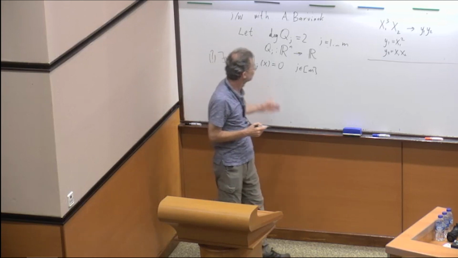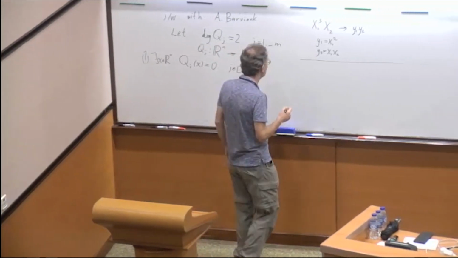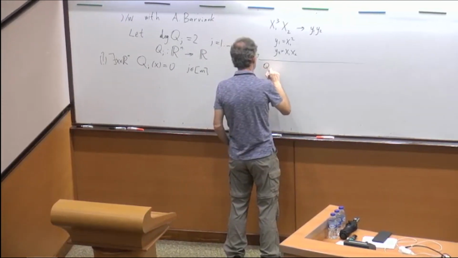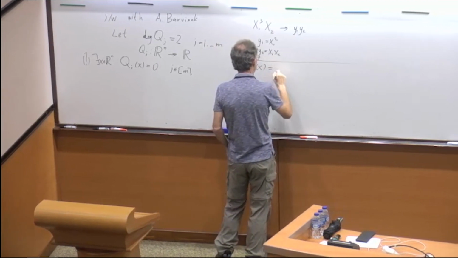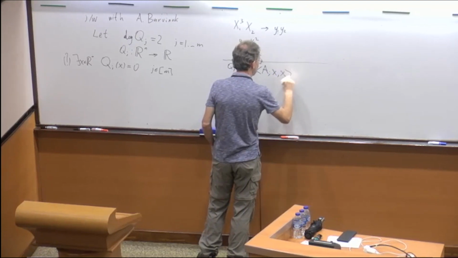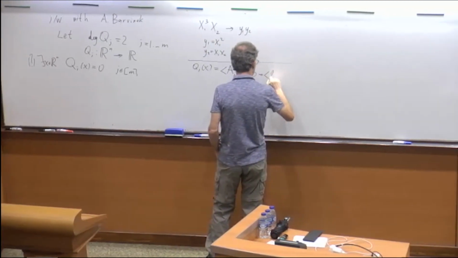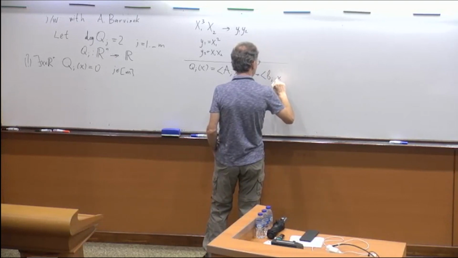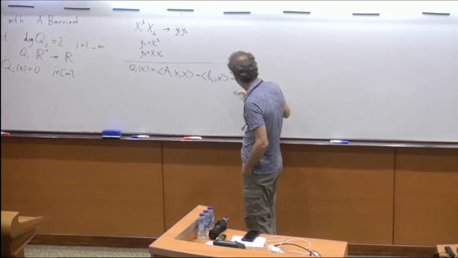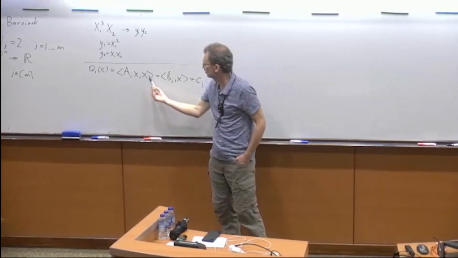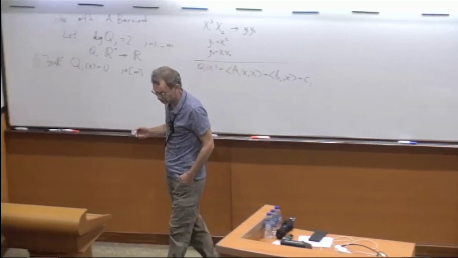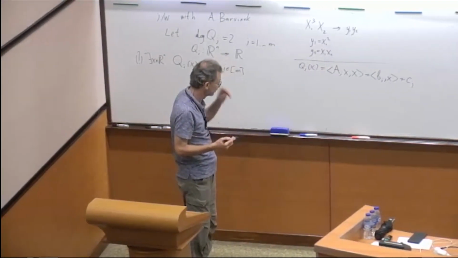Okay. So first we can get rid of the linear terms. So qj of x is going to be the inner product of Aj x with x plus the inner product of bj with x plus cj. And Aj is a symmetric matrix, not necessarily positive definite, of course.